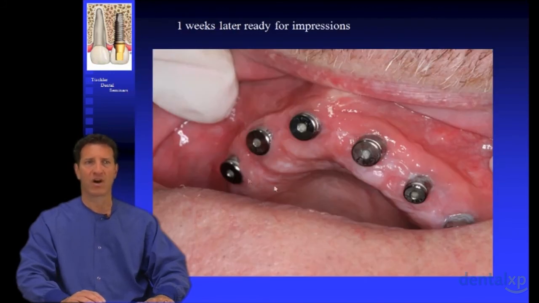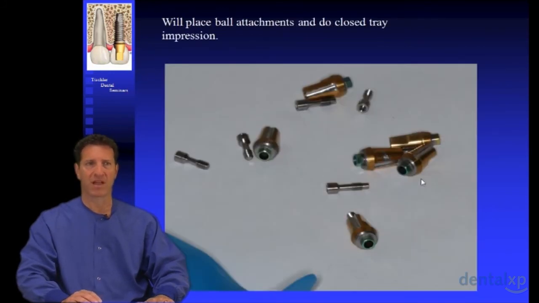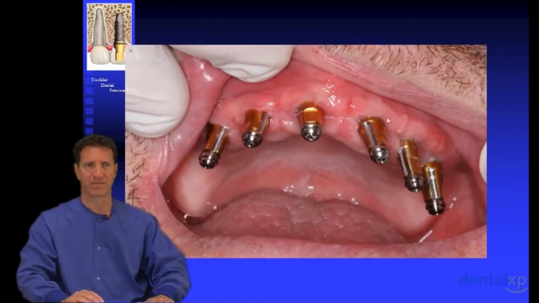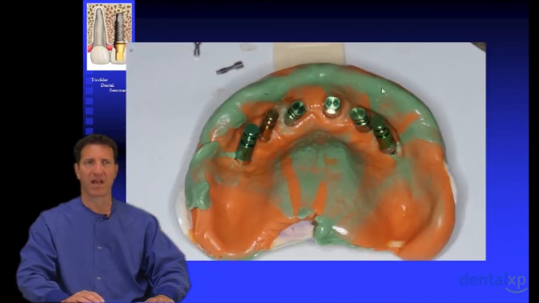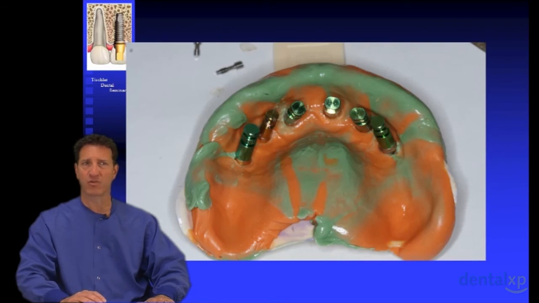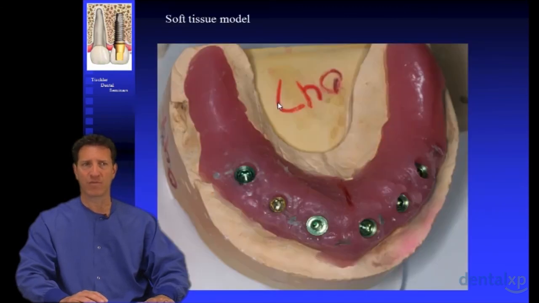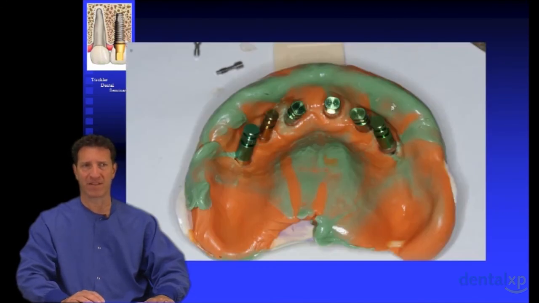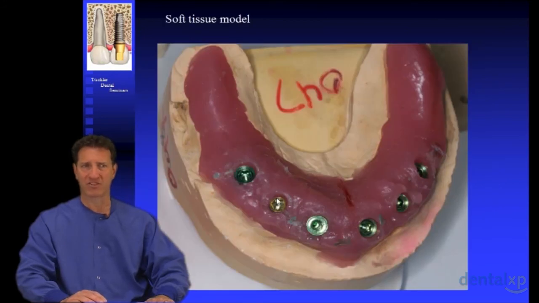So I will now unscrew these. I will attach my impression copings. I will then unscrew those impression copings from the mouth, and I will attach the appropriate analog, whether it be a 4mm implant, a 3mm implant, whatever it is, to that impression coping and place it into the impression. And that's what I'm doing here.